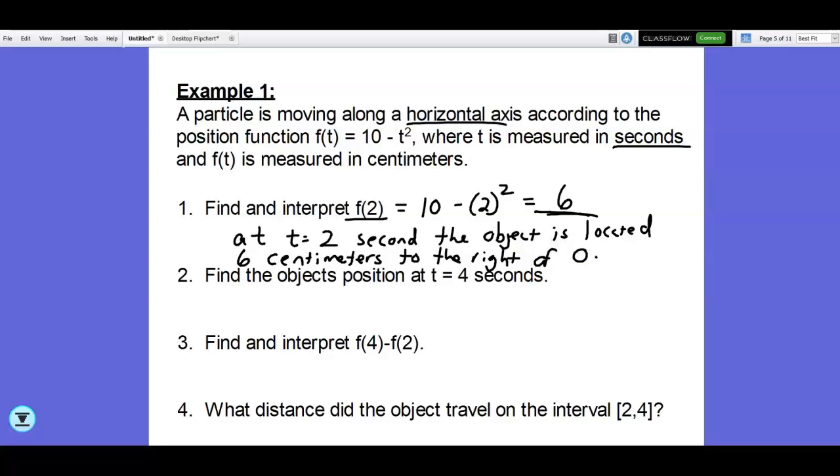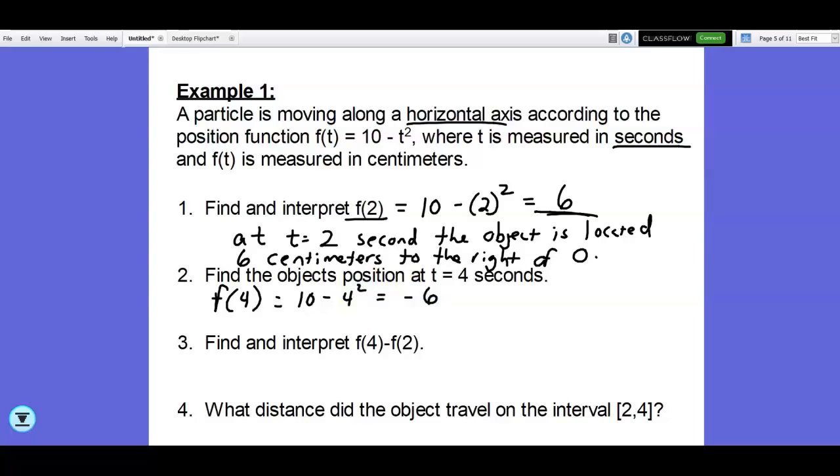All right, next one. Find the object's position at t equals 4 seconds. Now this is just another way of asking the same question that I asked in number 1. This is asking what's the object's position at 2 seconds. So if I ask you to find the object's position at 4 seconds, what that really means is they want you to find f of 4. So plug 4 in so you can find the answer, which would represent the position. So that's going to be 10 minus 4 squared, which is negative 6.